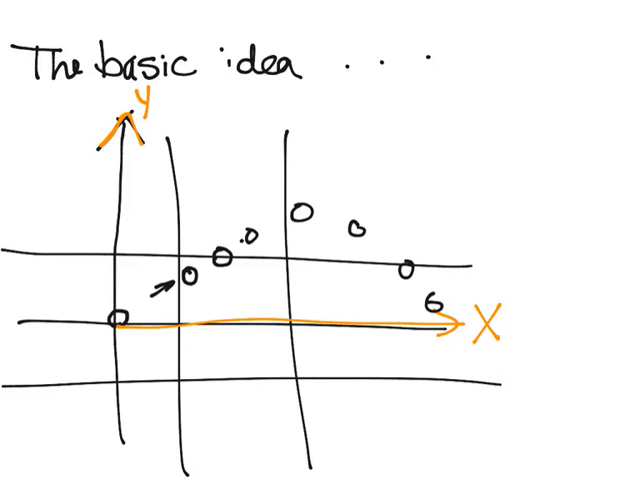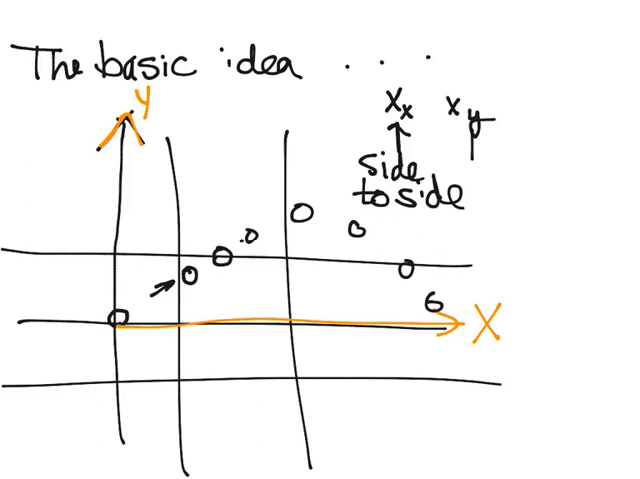So the basic idea is you break everything up into x and y coordinates. We know that x is position, but strangely enough, we're going to start saying xx and xy. xx is like your horizontal or side-to-side position, and xy is your vertical or up-down position.